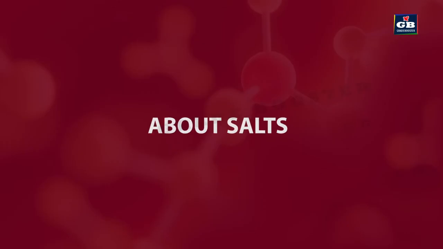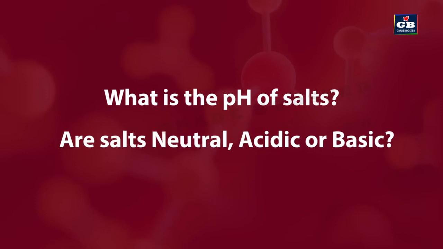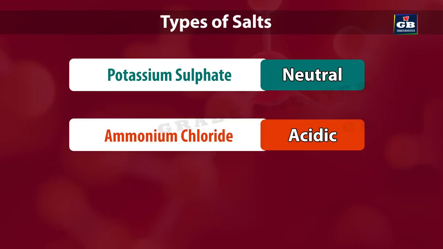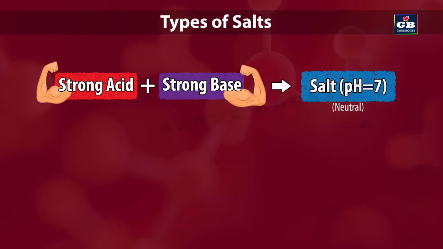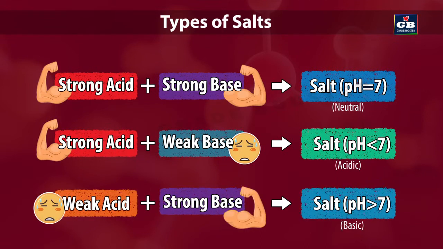Now let us know about salts. What is the pH of salts? Are salts neutral, acidic or basic? Some salts are neutral, some are acidic, and some salts are basic in nature. Salts of strong acid and strong base are neutral with pH value of 7. Salts of strong acid and weak base are acidic with pH value less than 7. Salts of weak acid and strong base are basic in nature with pH value more than 7.